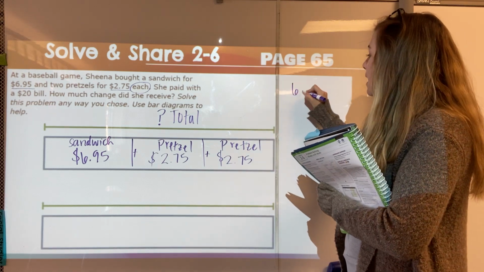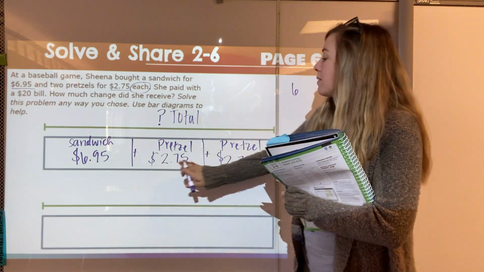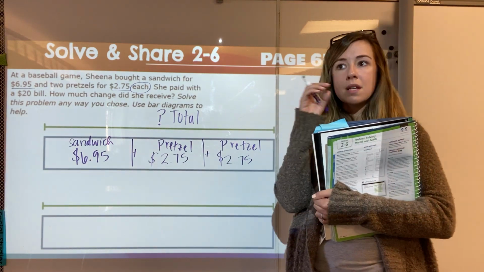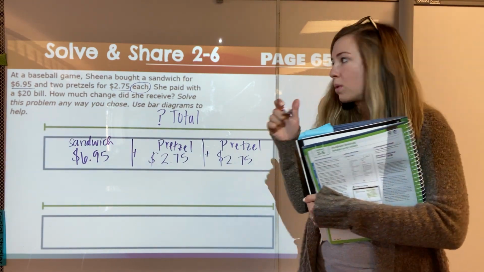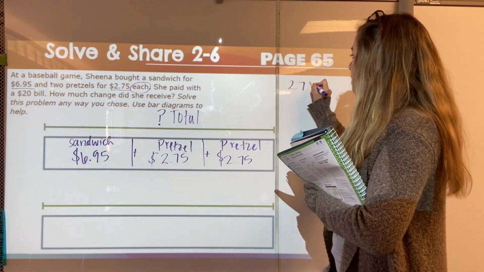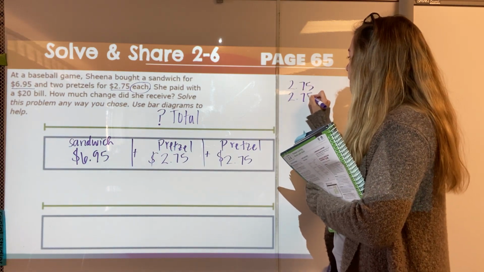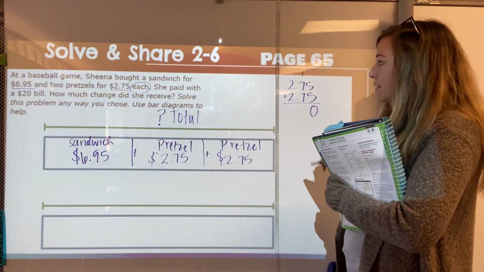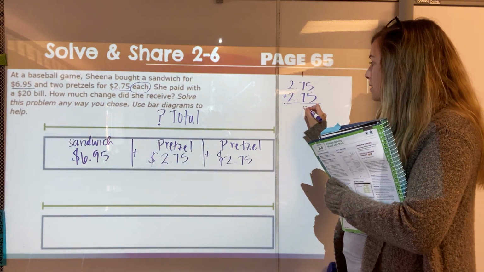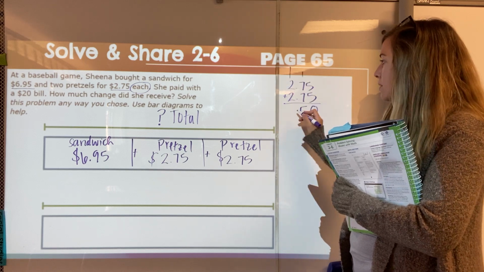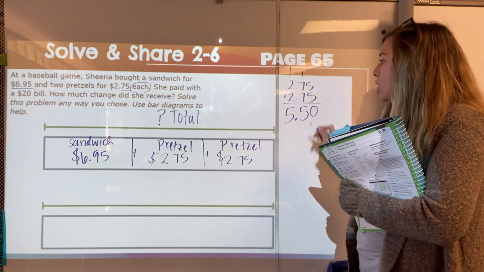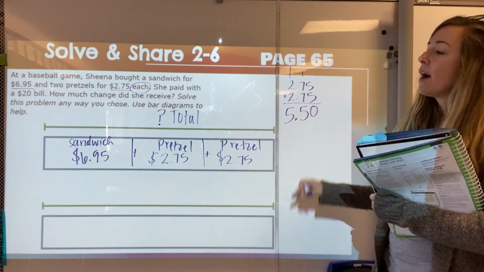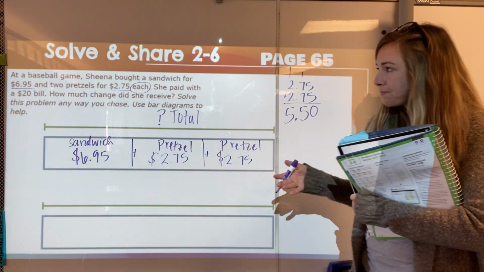So I might do my $2.75 and my $2.75 first, just because I'm going to have a lot of doubles. And so when I'm adding that, it'll go a little bit more quickly. So $2.75, $2.75. If I add those together, 5 and 5 is 10, 7 and 7 is 14, plus 1 more is 15. 2 and 2 is 4 plus 1 is 5. So on the pretzels, she spent $5.50. Now I have to add the sandwich to that.